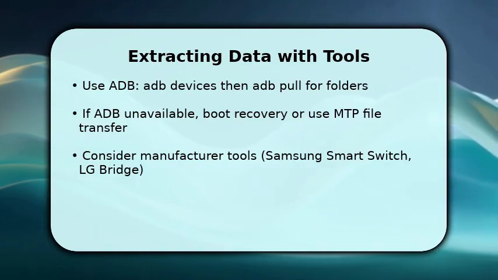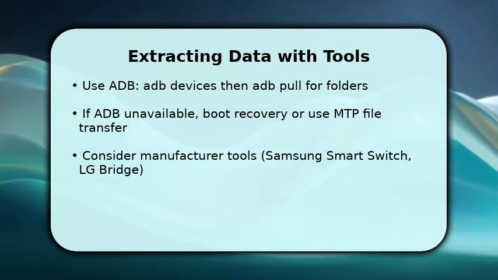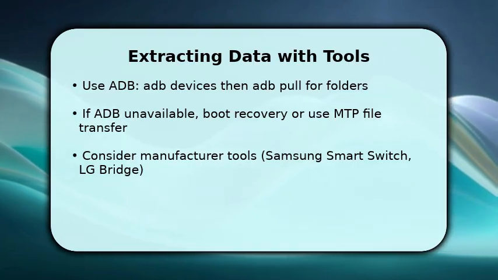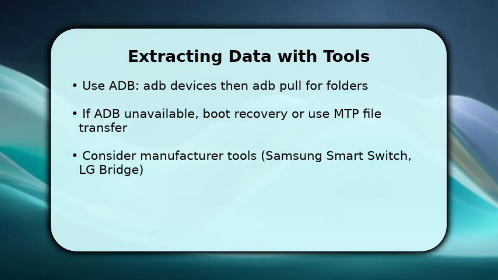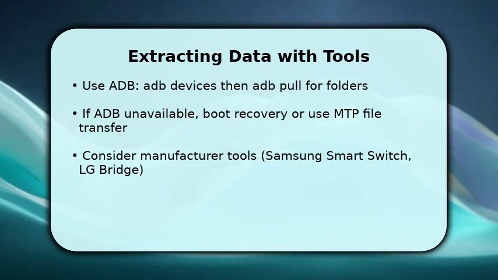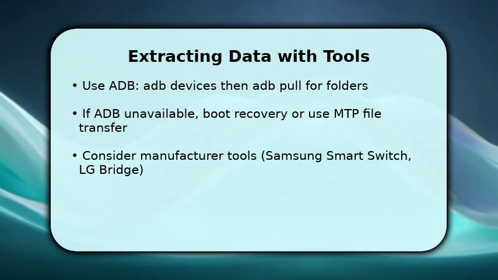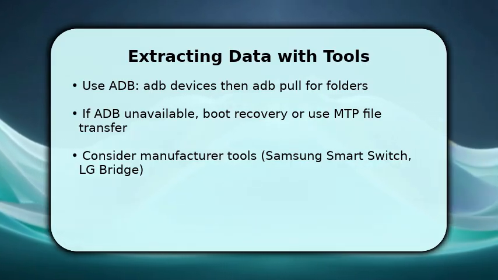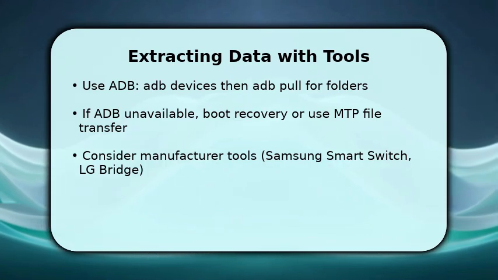If ADB isn't an option, boot to recovery, stock or custom, and use its MTP or sideload functions to copy files. Manufacturer utilities often understand locked devices better. Try Samsung Smart Switch or similar. Throughout, copy visible media first, then app folders, and work methodically so you don't overwrite or miss critical directories.